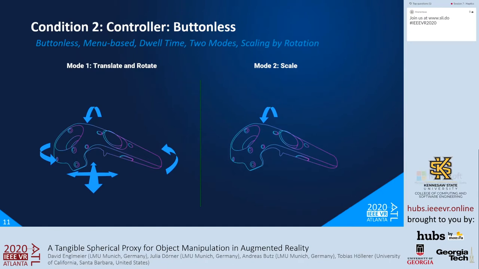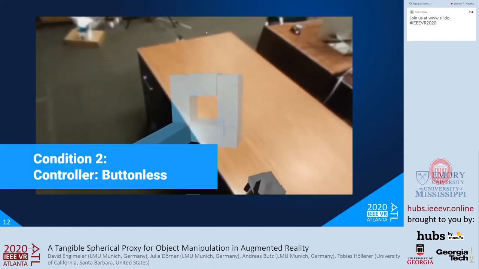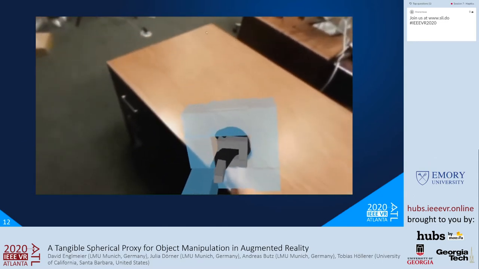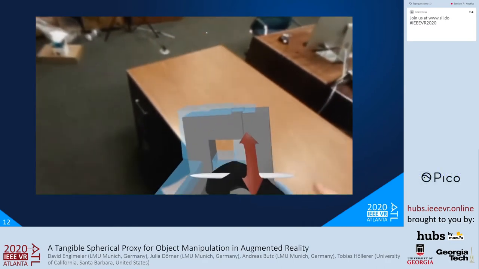For the second condition, controller buttonless, we just exchanged the sphere with a VR controller, in particular the HTC Vive controller, and the interaction works just the same as in the first condition. Again, we can select the object by touching it with the controller, place it with the move and rotate mode, and then scale it up by now rotating a not rotational symmetric object around the central axis.